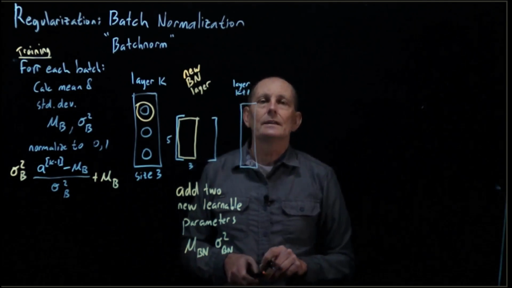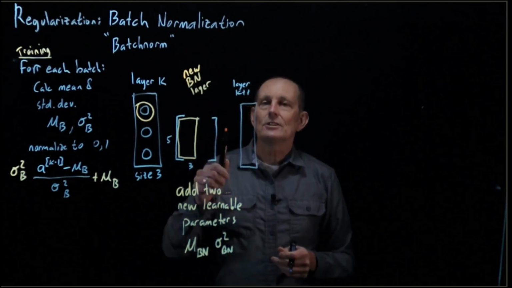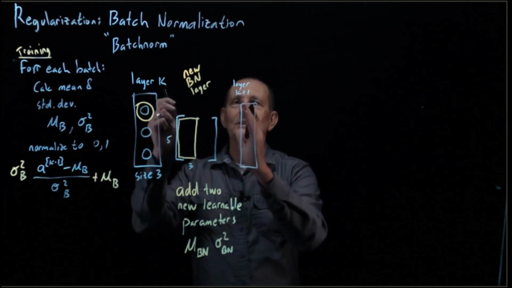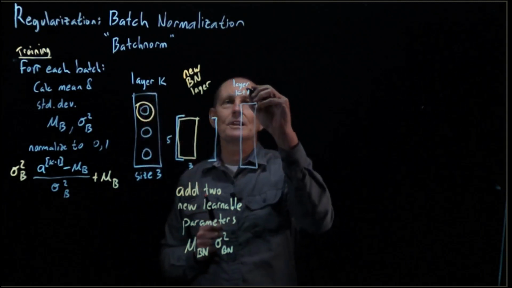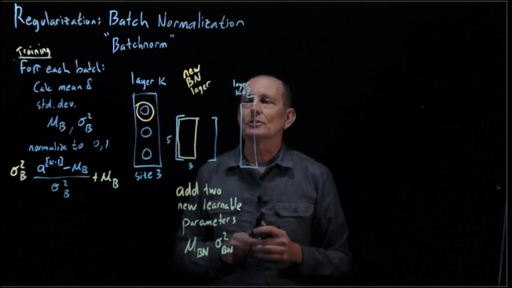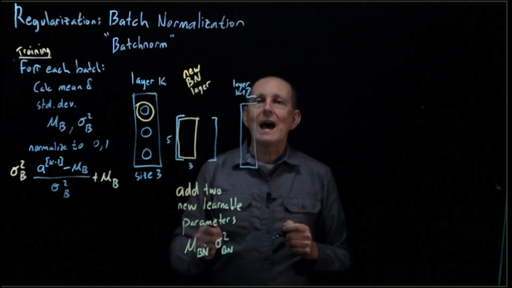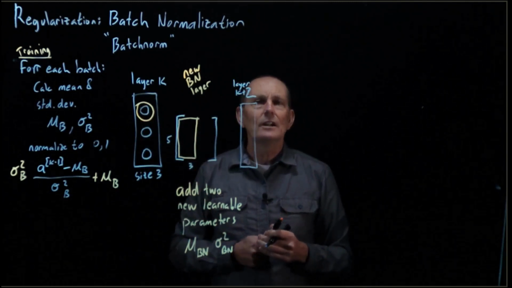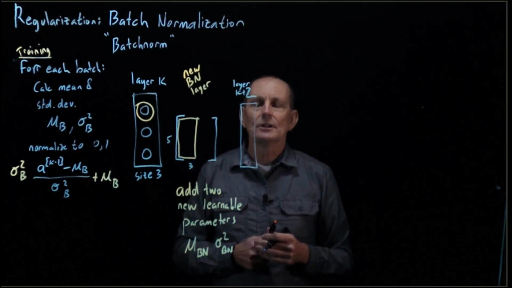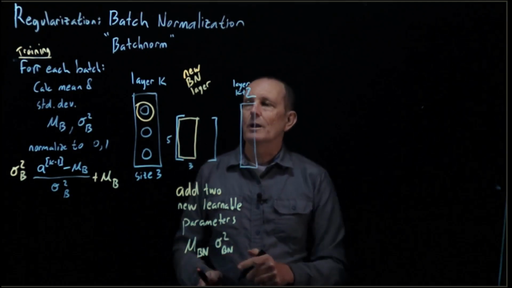We can add in then any batch normalization layer between any two other layers. So between layer k and k plus 1, we can add a batch normalization layer. This would now become k plus 2. We have now this batch normalization layer. There are no hyperparameters, but there are new parameters.